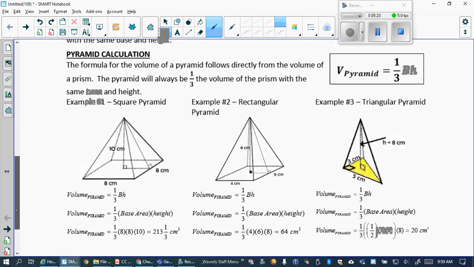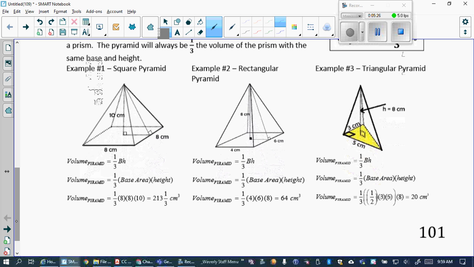Here's some examples. These are pretty straightforward. We've got the shape, it's a square pyramid. You know how to get the area of a square, right? Side times side, okay? So one-third base times height. This right here would be our capital B, and that 10 would be the actual height of that pyramid.